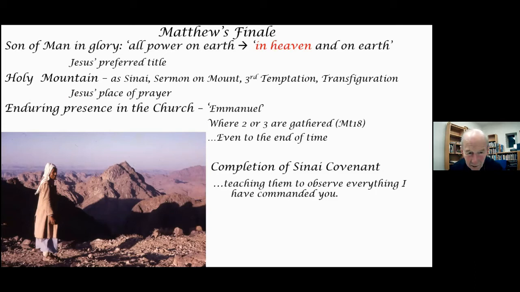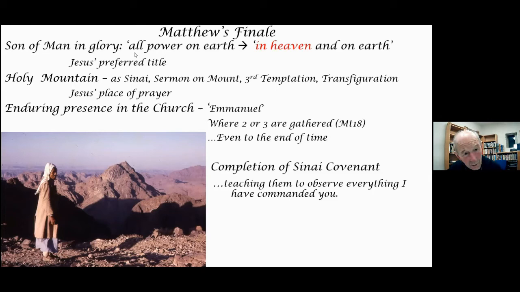Furthermore, the first thing, the Son of Man in glory. Jesus calls himself the Son of Man. That is Jesus' preferred title. He won't accept any other title until the appearance before the high priest. But the Son of Man is Lord of the Sabbath. The Son of Man can do this and various things. All power on earth is given.